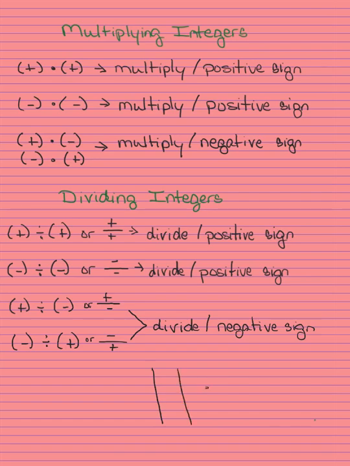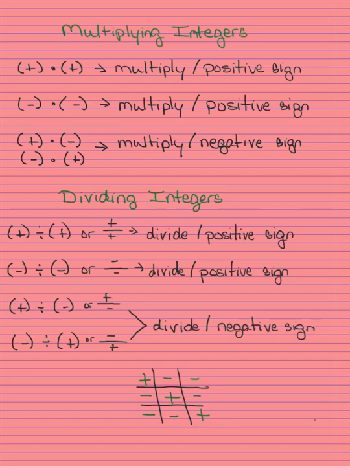Now you're going to make like a tic-tac-toe symbol. Going diagonal, put positive signs. And then fill in all the other spaces with negative signs. And this will help you figure out which sign your answer is going to be. This only works with multiplying and dividing integers.